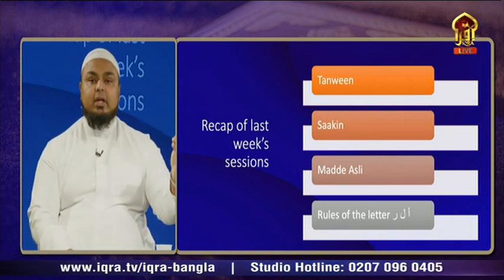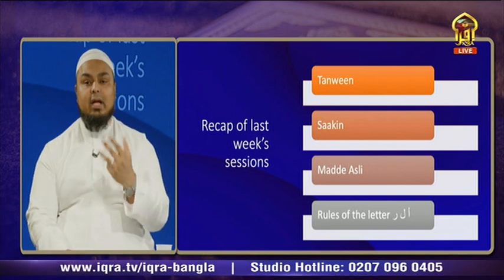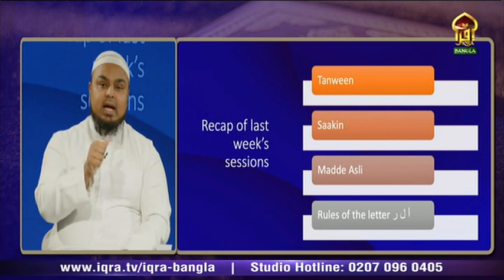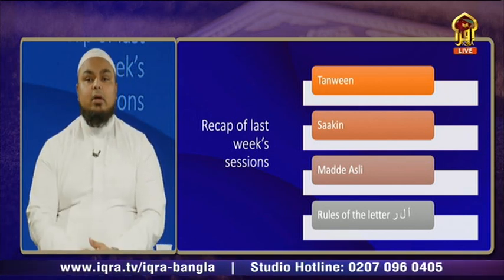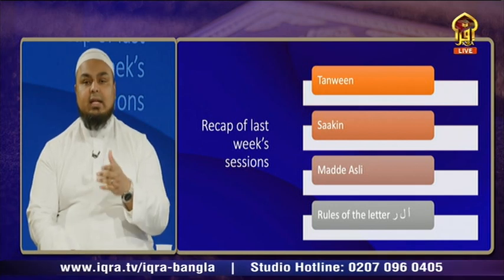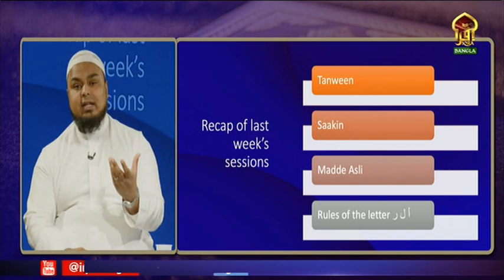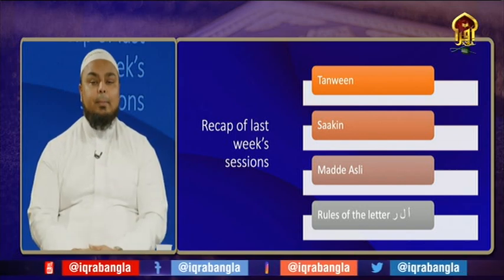Then we have another category of letters that are always light. And the third category are letters that are sometimes heavy, sometimes light, and they are three letters: alif, lam, and ra. To summarize these rules, we had the rule of the letter alif. We mentioned that the default rule of the letter alif is that it is light. You don't say it heavy.